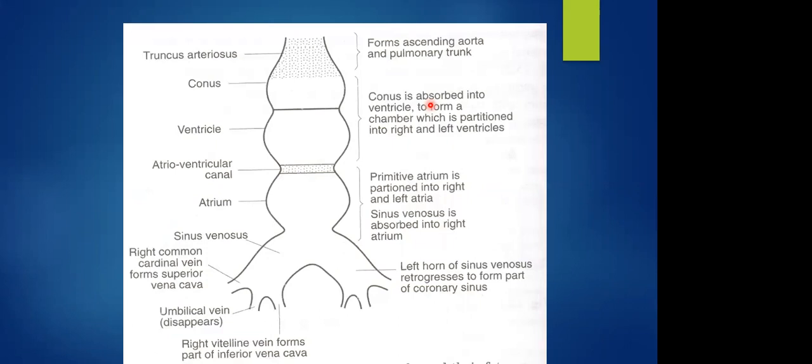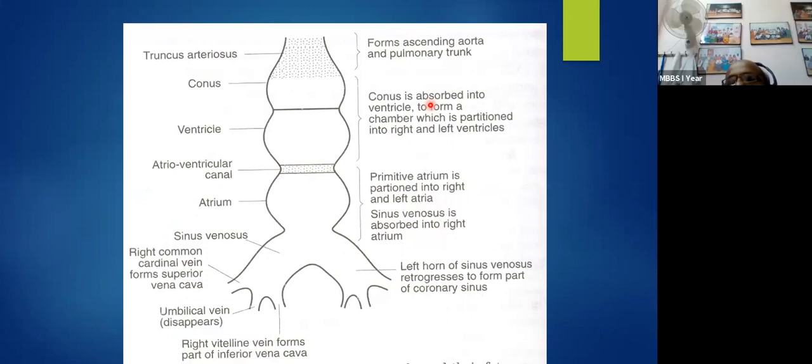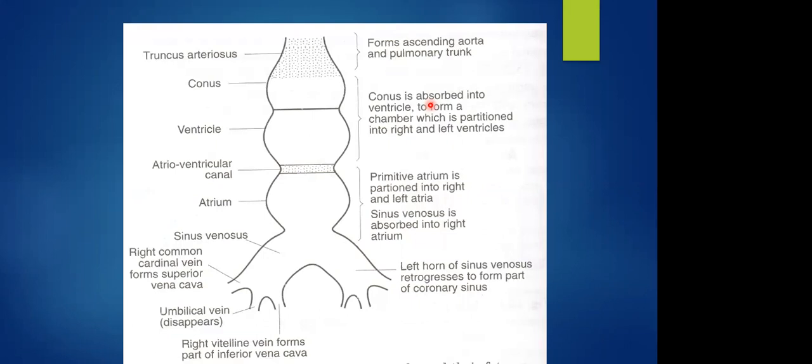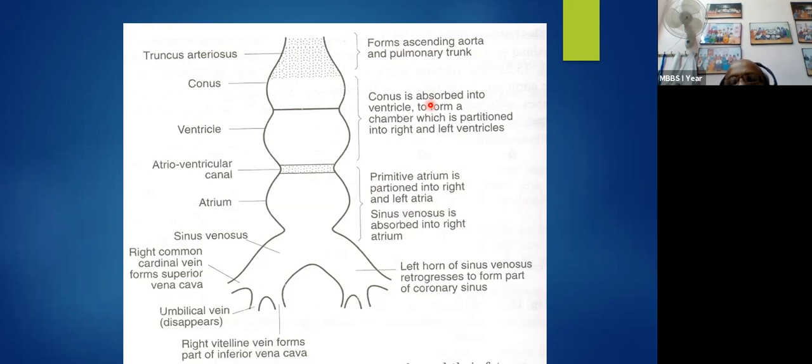Not in the adult heart, though. In the adult heart, the ascending aorta comes from the left ventricle, and the pulmonary trunk from the right ventricle. Note that even though the pulmonary trunk originates from the right ventricle and the ascending aorta from the left ventricle, both these structures are derived from a common tubular part of the fused endothelial heart tube.